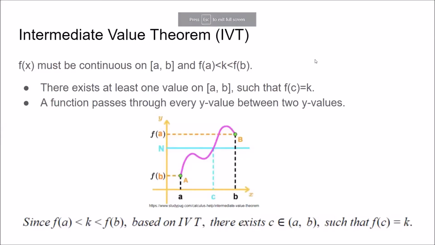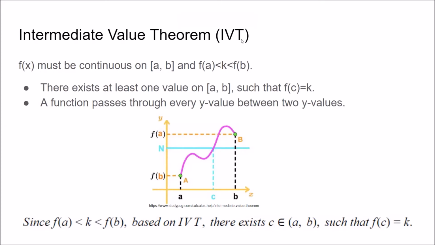Okay, so this is the intermediate value theorem. Now, it states that if there's a function that's continuous on the interval AB, and there's a y value k that is less than f of b and greater than f of a, then there exists at least one x value such that f of whatever that value may be is equal to k.